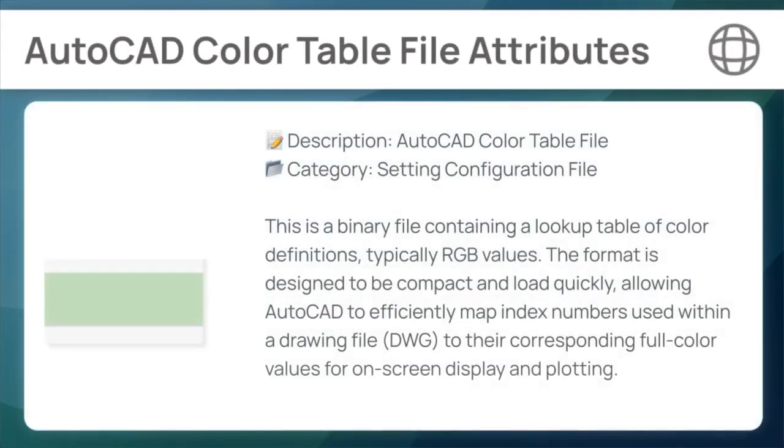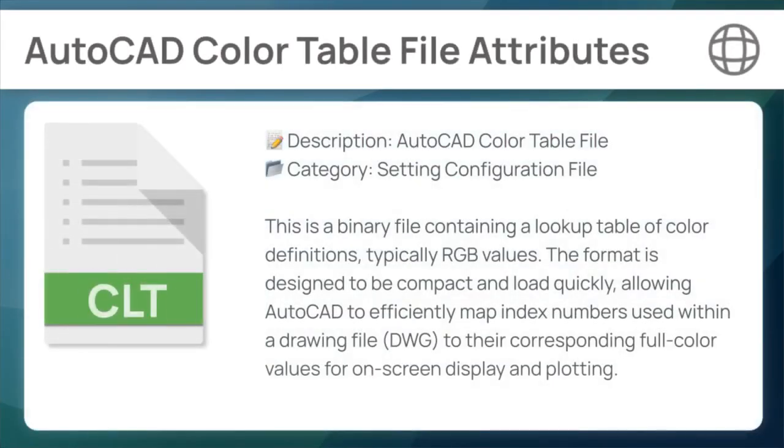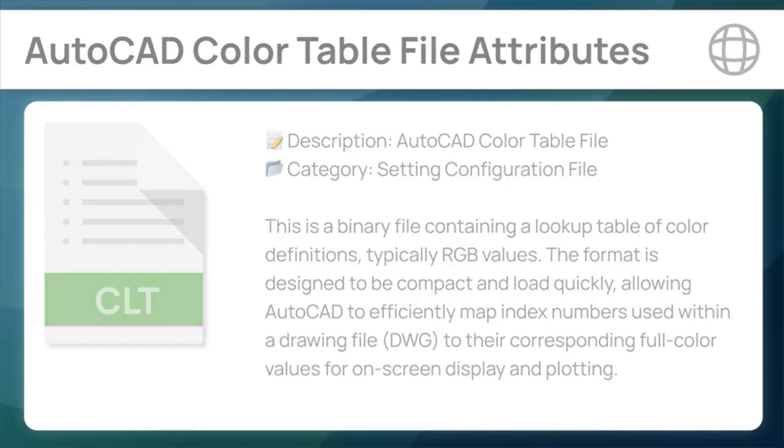This is a binary file containing a lookup table of color definitions, typically RGB values. The format is designed to be compact and load quickly, allowing AutoCAD to efficiently map index numbers used within a drawing file, DWG, to their corresponding full color values for on-screen display and plotting.